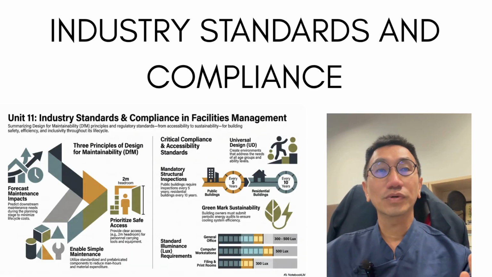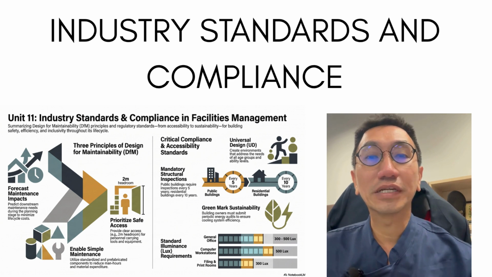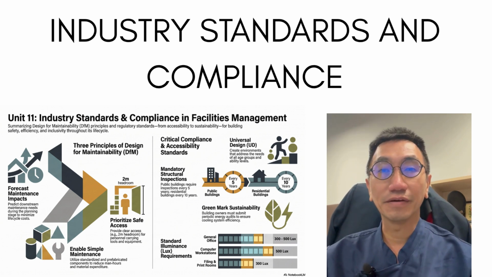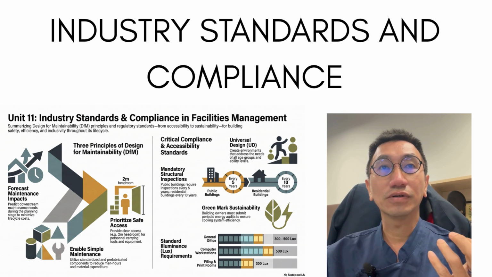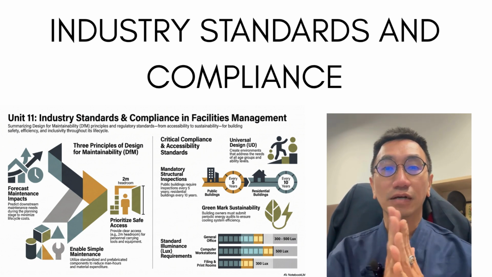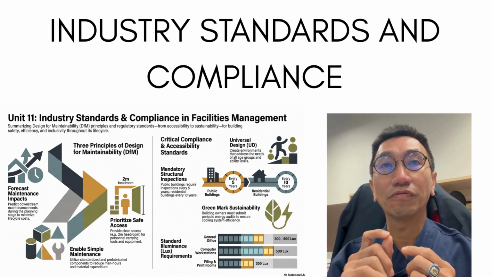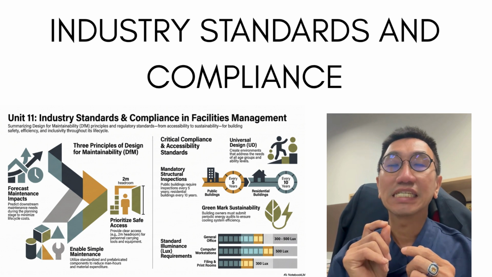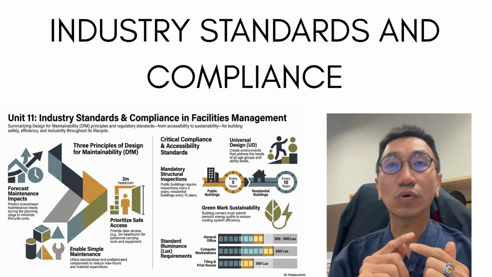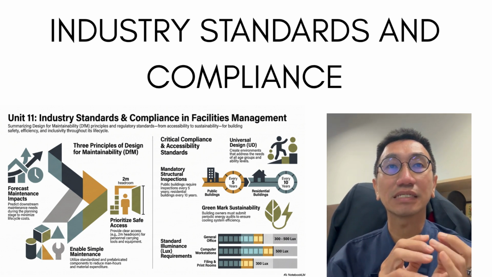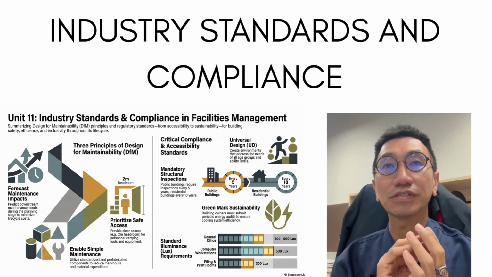Hi everyone. Now I will talk a little bit about Unit 11. Unit 11 focuses on the industrial standards and compliance in facility management. The core objective of this particular chapter is the main goal of adhering to these standards: to ensure safety, quality, productivity, and sustainability across the various industries.